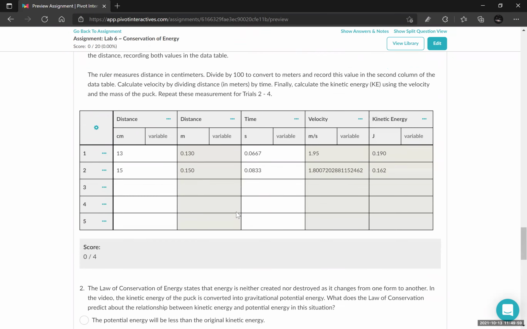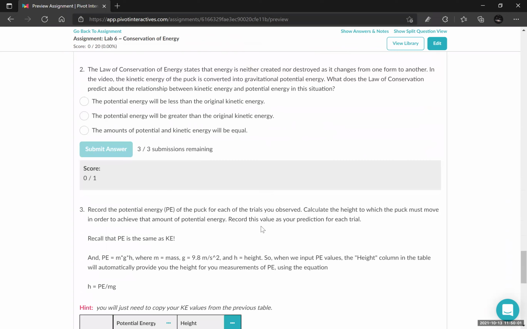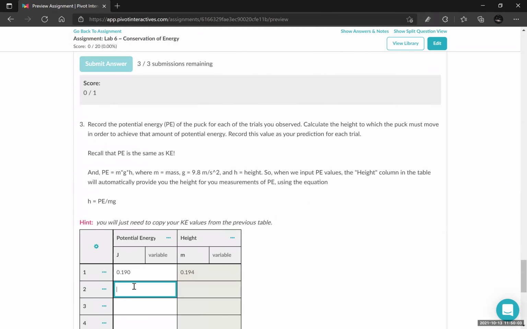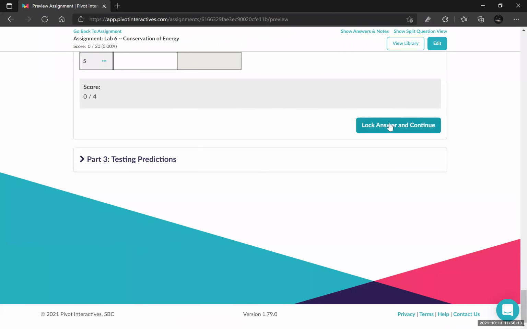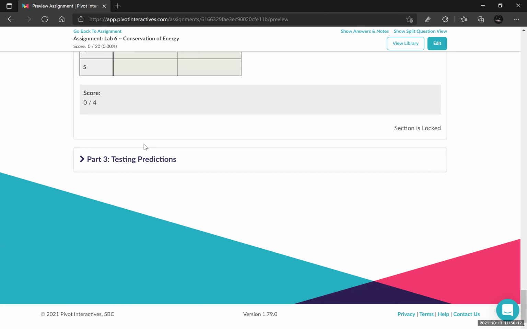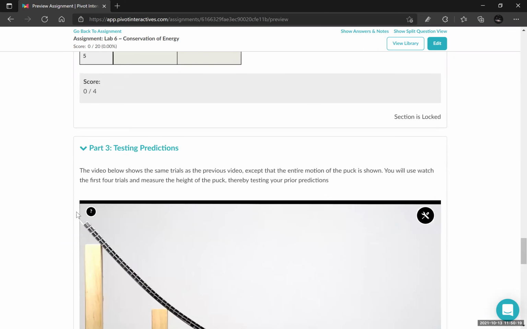Then you do the same thing for the other one. Let's say 0.162. So 0.162, enter, and it gives you the height. Then you're going to do that for all the trials that you chose, 5 trials, until you have your answers. Then we're going to go to predictions.